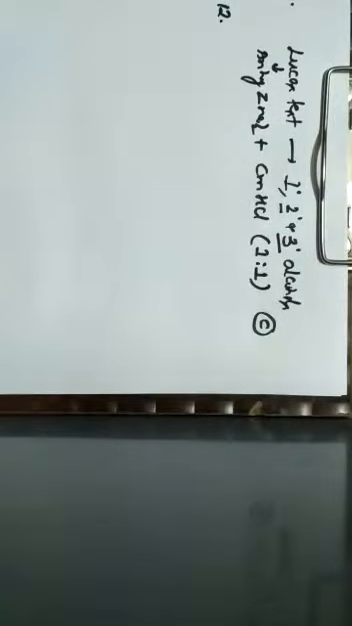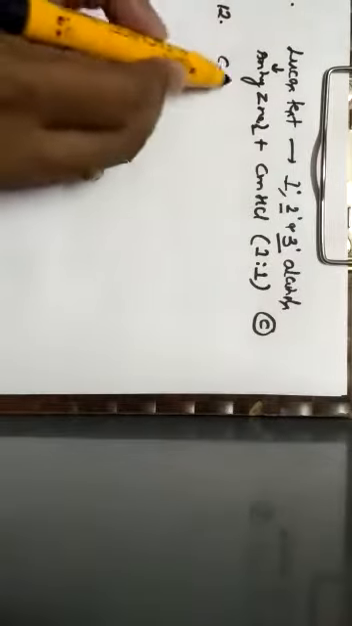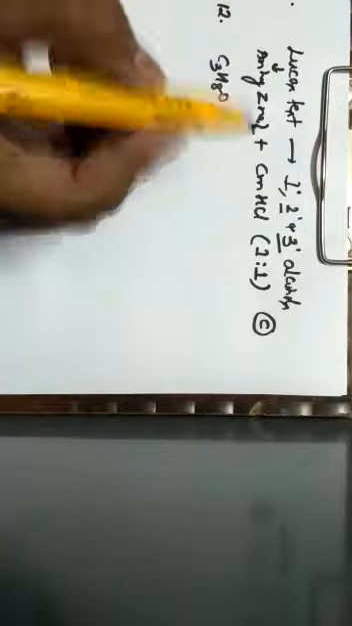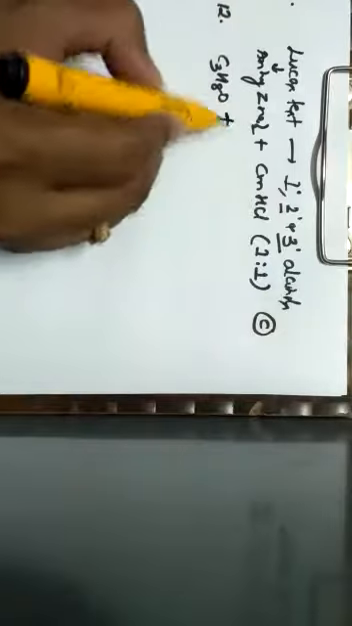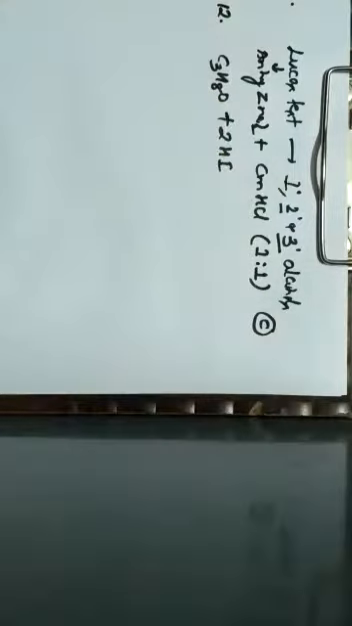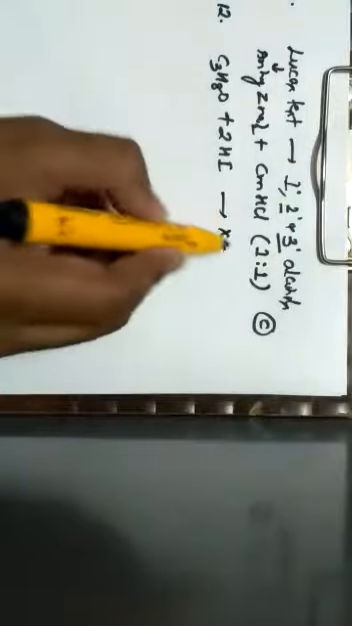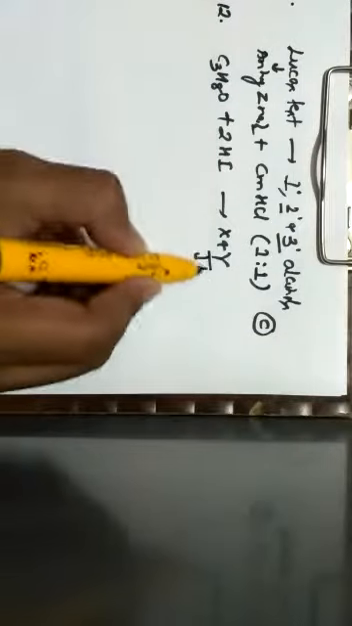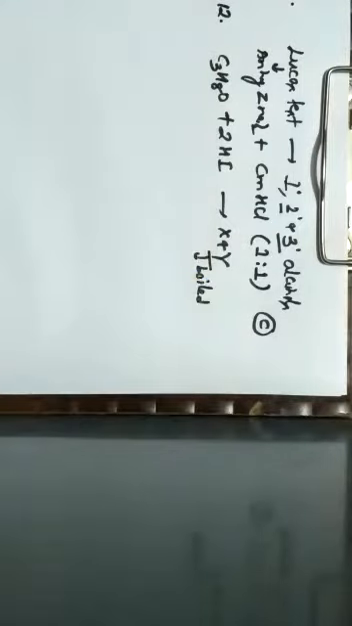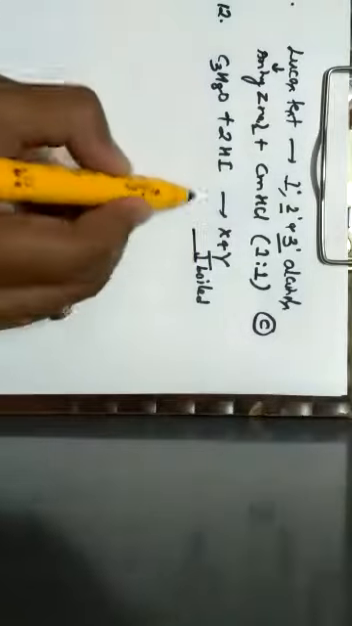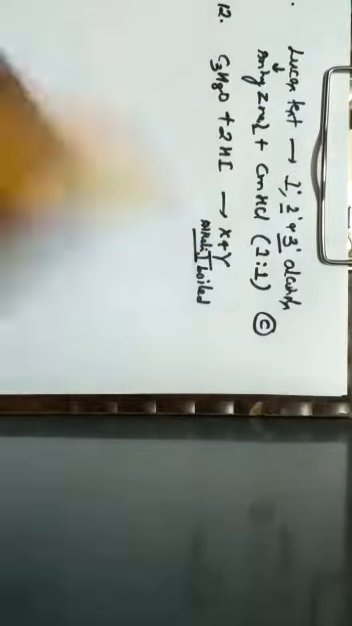Next one, question number 12. 1 mole of an organic compound A with the formula C3H8O reacts completely with 2 moles of HI to form X and Y. When Y is boiled with aqueous alkali, it forms a compound Z.